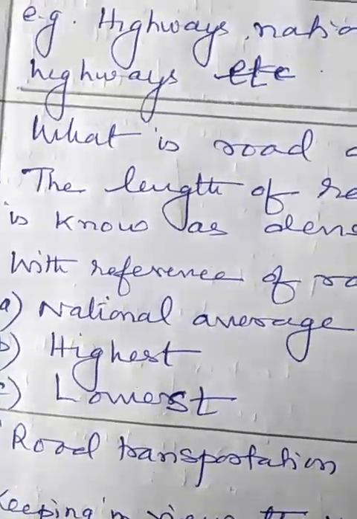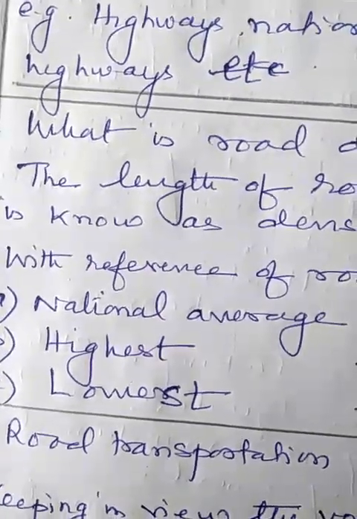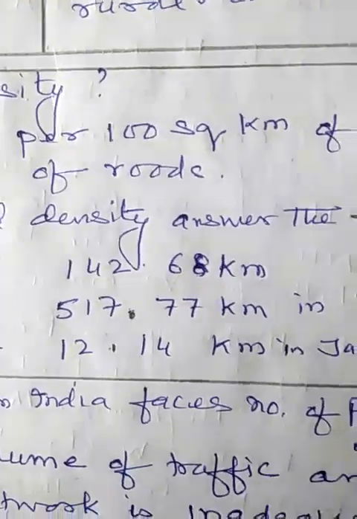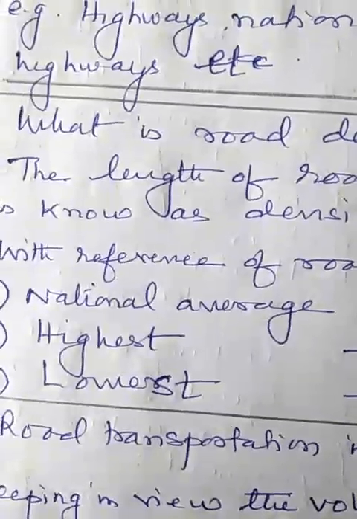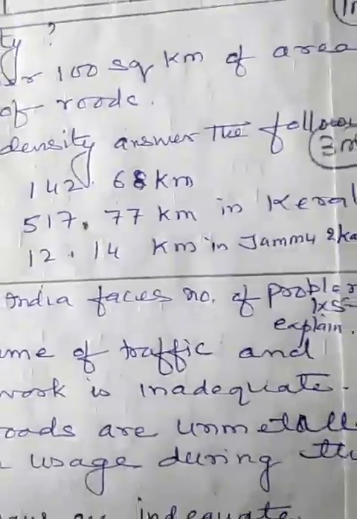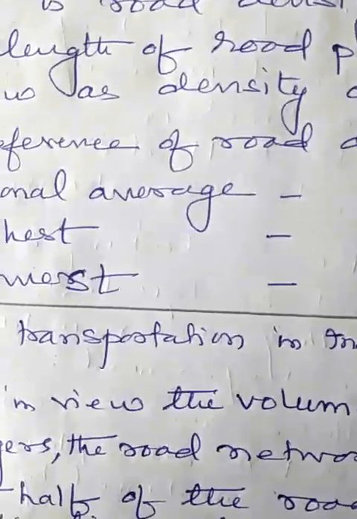What is the highest road density and in which state is it located? It is 517.77 kilometer in Kerala. Kerala has the highest road density in our country. Lowest is 12.14 kilometer in Jammu and Kashmir.